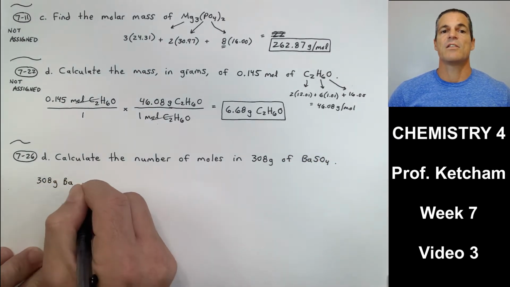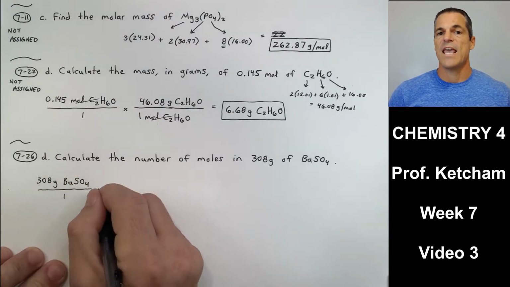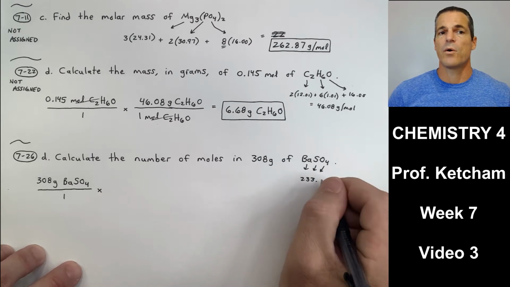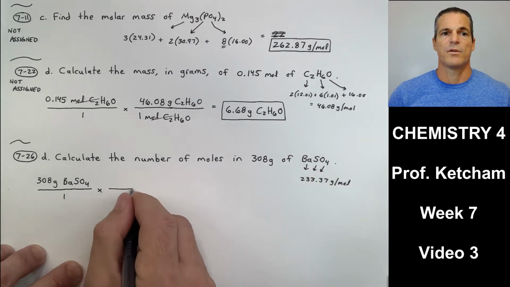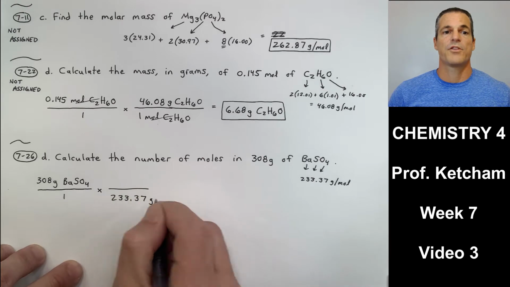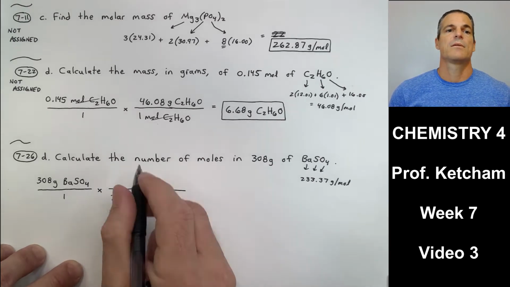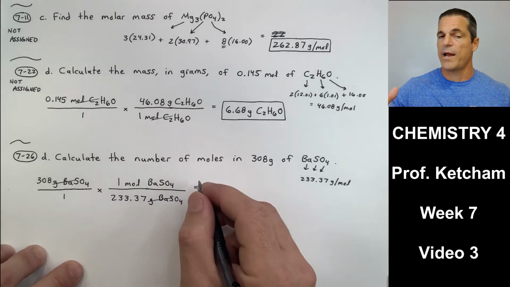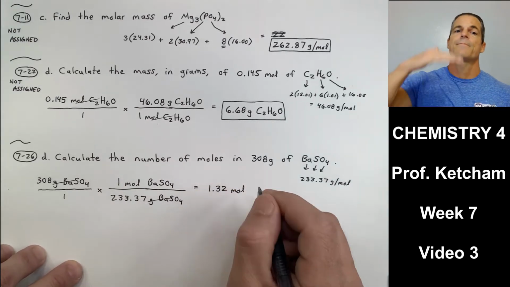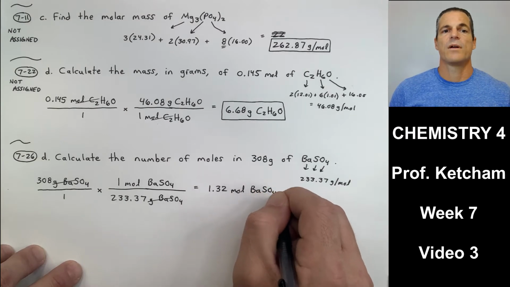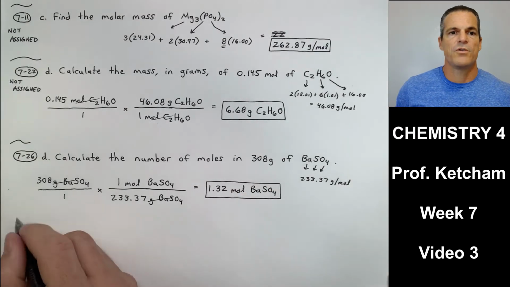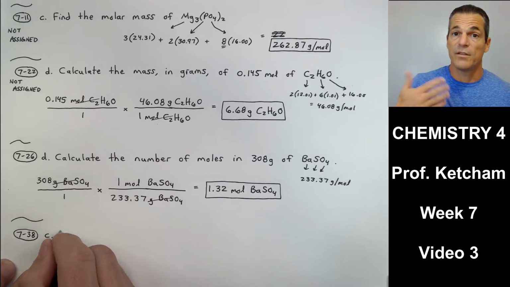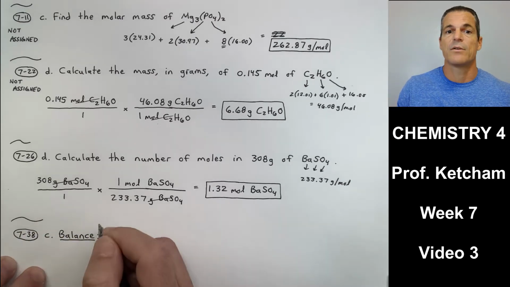26D, calculate the number of moles in 308 grams of BaSO4. All right, so now we're just going the other way. This is the opposite of 22. Start with what you're given, put it over 1, 308 grams, and now I got to get into moles. So for every 233.37 grams of BaSO4 on the bottom, I have 1 mole of BaSO4. It's very important to write out all your units when you start with what you're given, put it over 1, and move left to right. You're following the units more than you are the actual values.